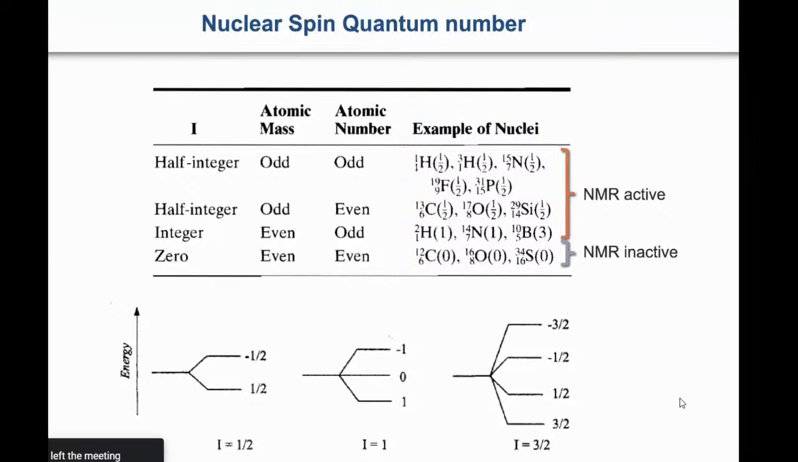Now, what is more important, we should know that if the atomic mass and atomic number are both even, like carbon 12, where the atomic number is 6 and the mass is 12, then the spin is 0, and there is no NMR. If the spin quantum number I is 0, we can't do NMR with it. So this is the important one. All others are possible; even-even is not possible for NMR.